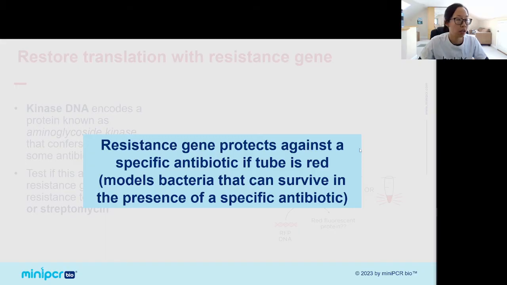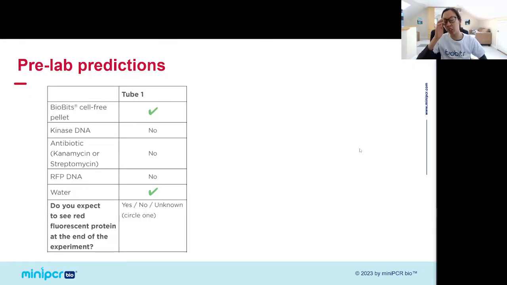All right, so let's make some predictions together, and I'll go over tube by tube what is being added to each reaction. So in tube 1, we added just water to our BioBits pellets. Do we expect to see RFP if we added no DNA to the model? Yes or no? I'll give you guys a few seconds to respond in the chat.